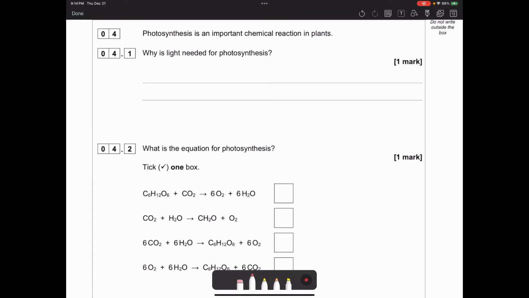Question number 4 then. Photosynthesis is an important chemical reaction in plants. Why is light needed for photosynthesis? Well, we should remember that light is a source of energy. So you just say light is for energy needed for the reaction. And as long as you put that and get across that light is the source of energy, that's enough to get you the mark.